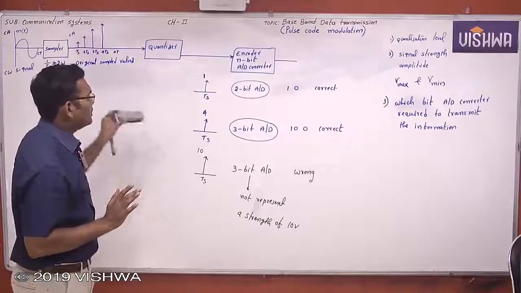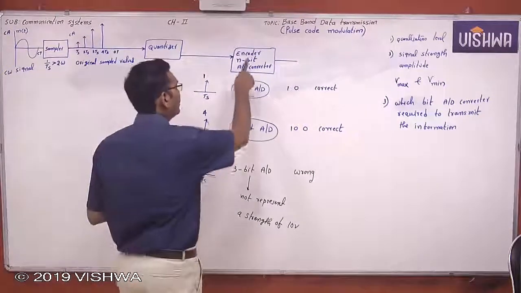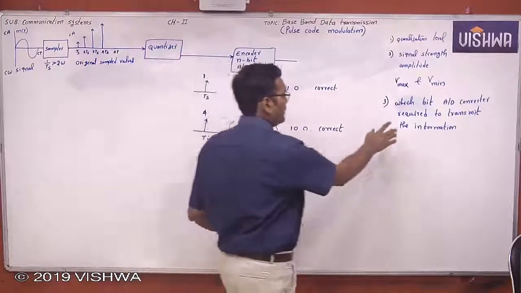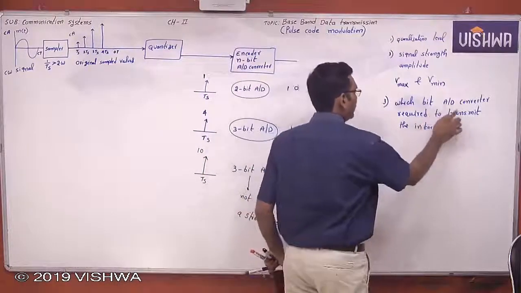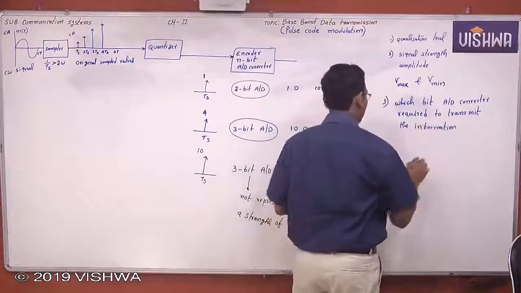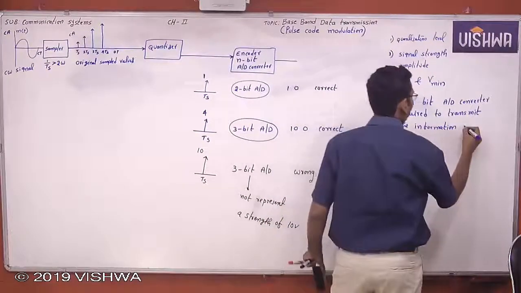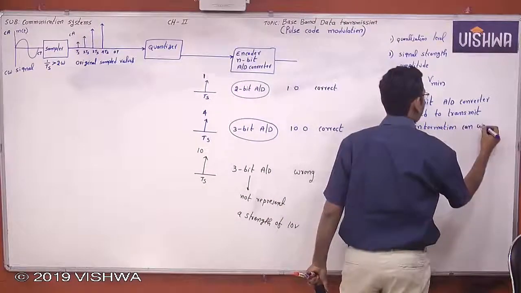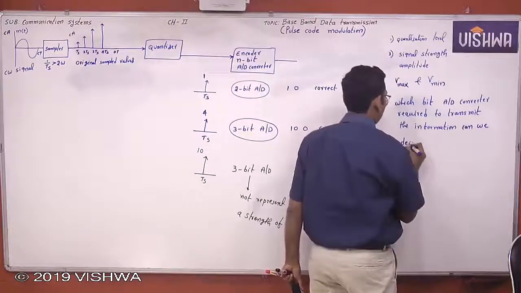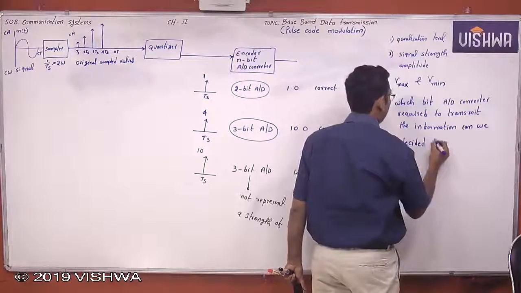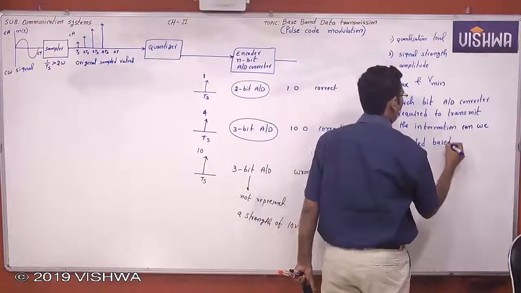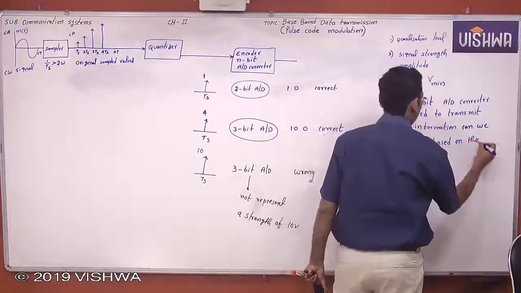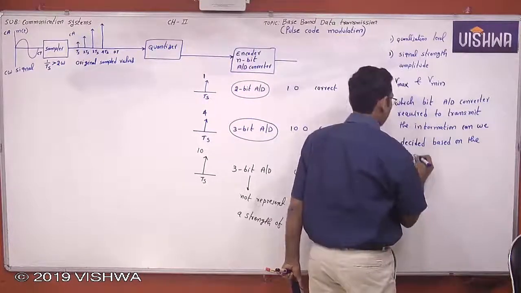So these steps mean which bit A to D converter you have decided based on the information. Which bit A to D converter is required to transmit the information can be decided based on the message signal strength.